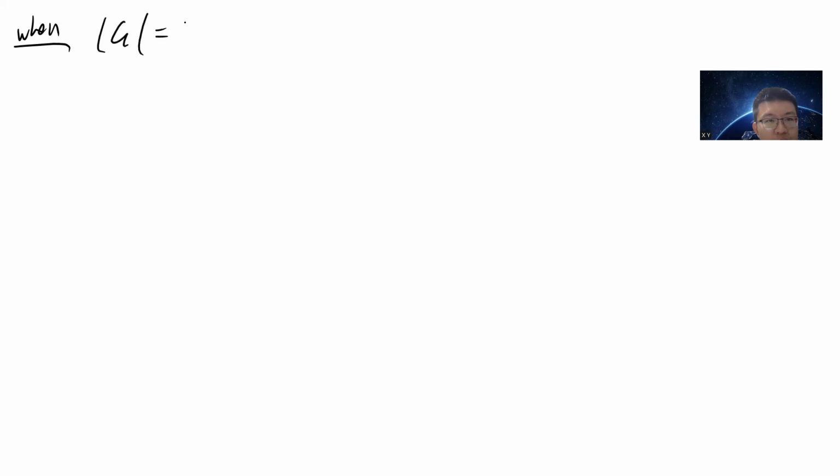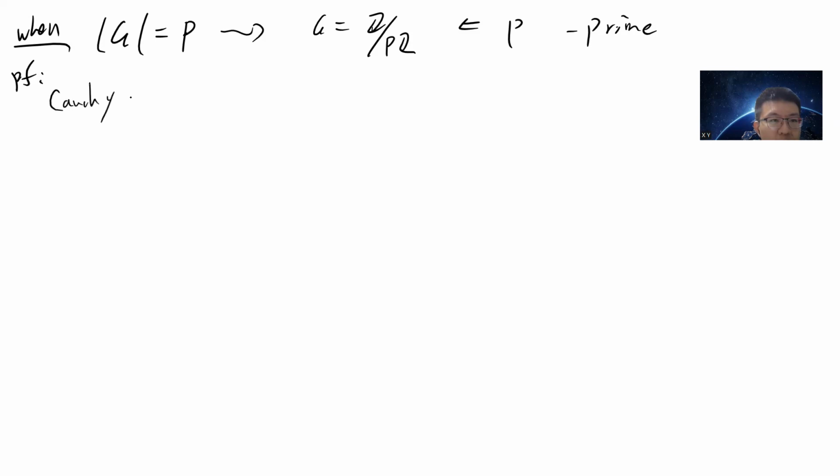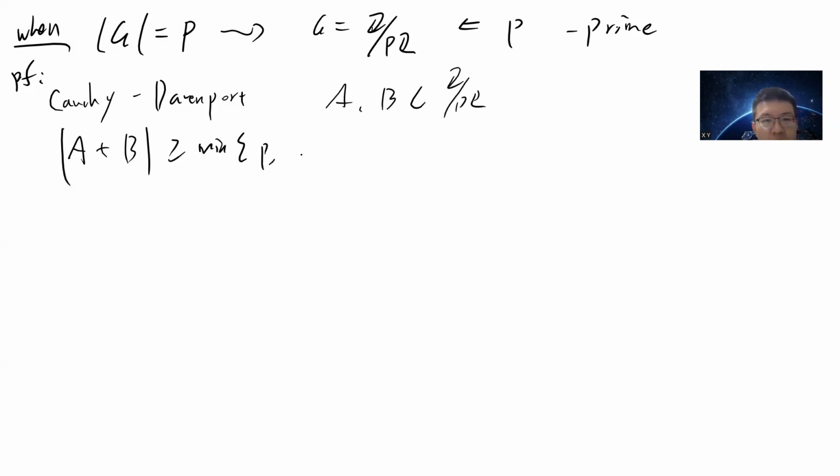Let's consider G to have prime order. Given such a G, by the classification of finite groups, G must be Z mod pZ, where p is prime. Let me just recall the Cauchy-Davenport theorem; if you haven't seen the proof, you can check the previous video. It tells you that if you take any subsets A, B of Z mod pZ, then the sumset has size at least the minimum of p and |A| plus |B| minus 1.